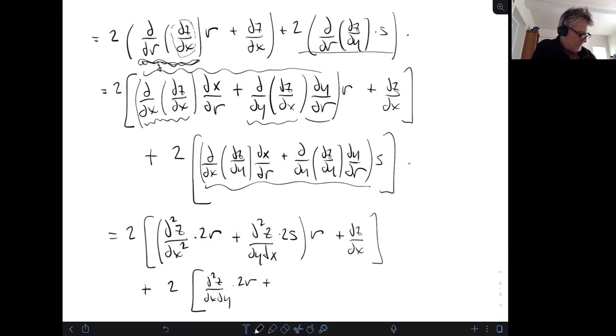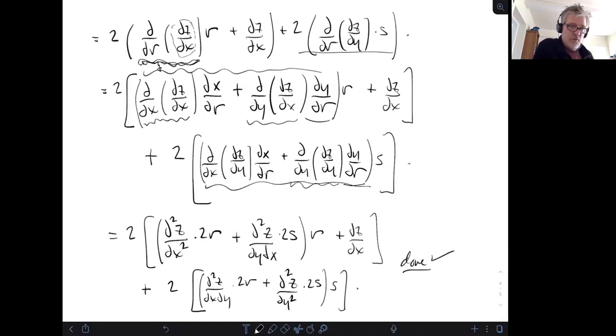Plus del y, this guy here, del y del z. This is del 2z del y2. This is just a notation, right? It's the same thing. Del y del r we found is 2s. All of this is multiplied by s. And that's basically what we've got. Okay, essentially we're done. At this point, this is the best we can do. Okay?